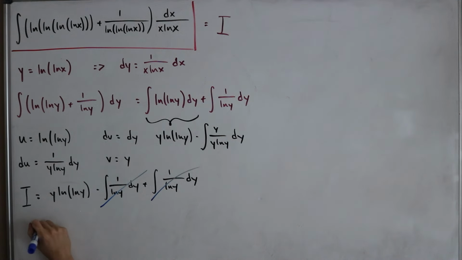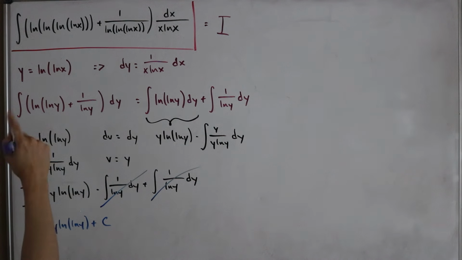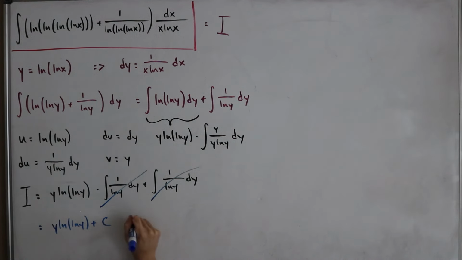So don't forget, because this is an indefinite integral, we have to put in our constant c. So y ln of y, then plus c. But everything's in terms of x. We actually start back from the very beginning with y equals ln of x. So now let's just put everything back together.